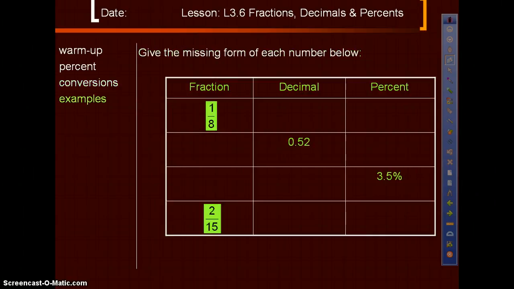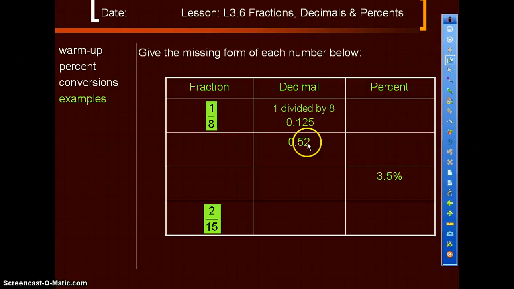So let's take a look. In our examples today, I've given you one form of a number. You are asked to give the missing form of each number below. So in our first example, we have the fraction form for 1/8. The decimal, pretty easy to come by. 1 divided by 8, we would probably use a calculator to do this. We could do this by hand. 1 divided by 8 is 0.125.